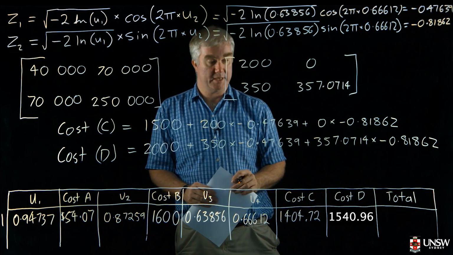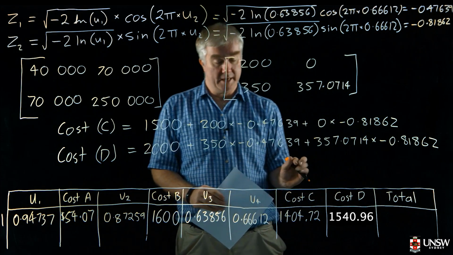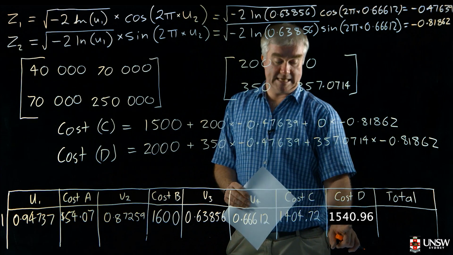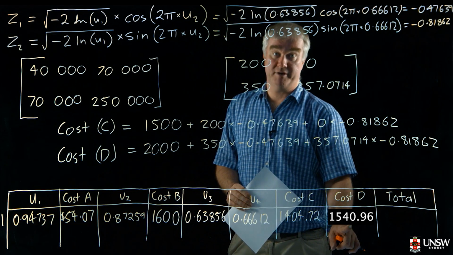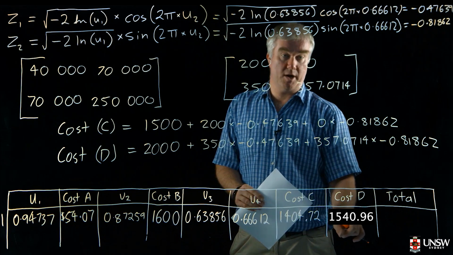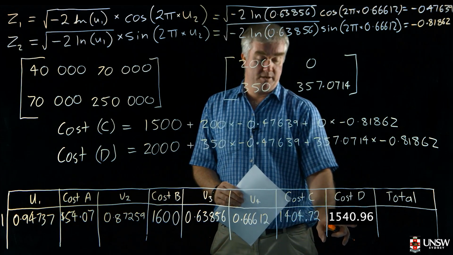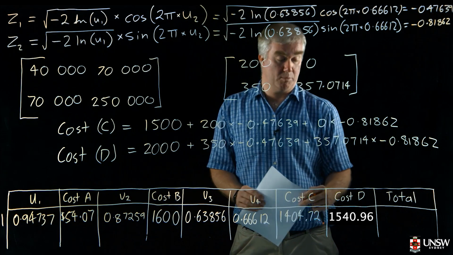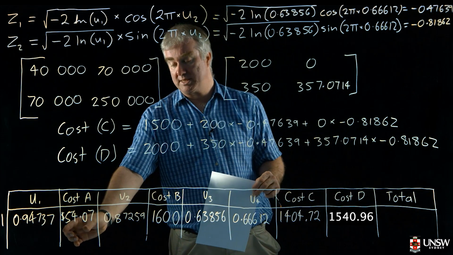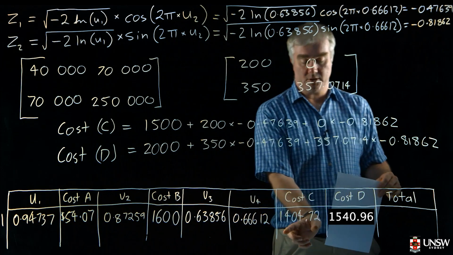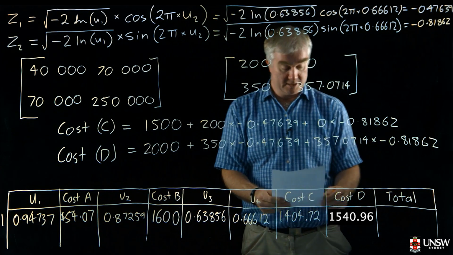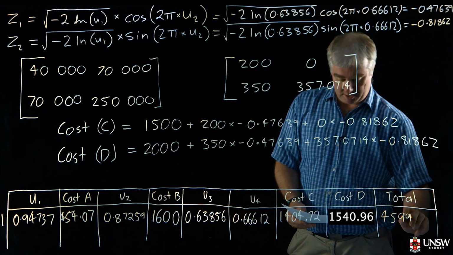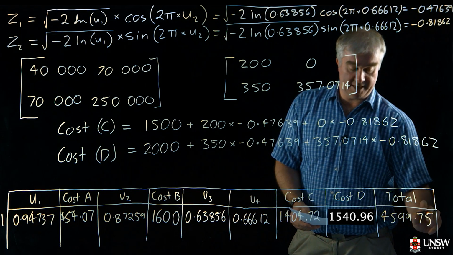Right, so what you'll notice in this case is because cost C ended up being below the average, cost D had a greater chance of being below the average because of the correlation. Most of the time, you'll get these two will be either both above or both below the average, but sometimes it'll be the opposite. Once again, we add up cost A plus cost B plus cost C plus cost D, and this time we get $4,599.75.